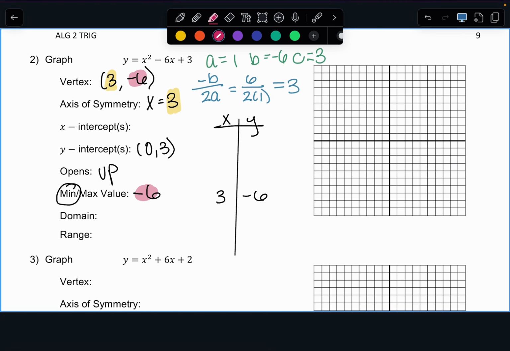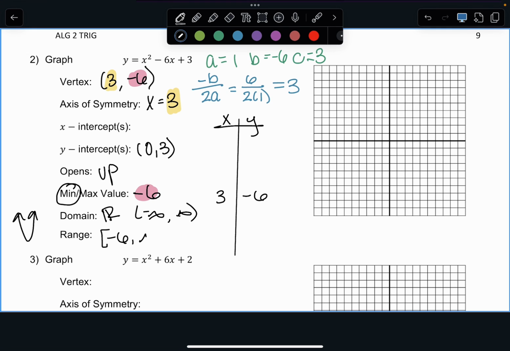Yes. Okay. We can actually do domain and range too. Domain is always all real numbers or -infinity to infinity. Range, this thing's going to open up. So it's going to start at the vertex. So at what Y value? -6 included. So with a bracket. And it's going to keep going all the way through to infinity.